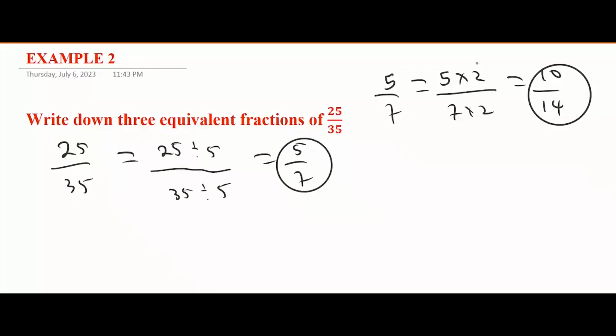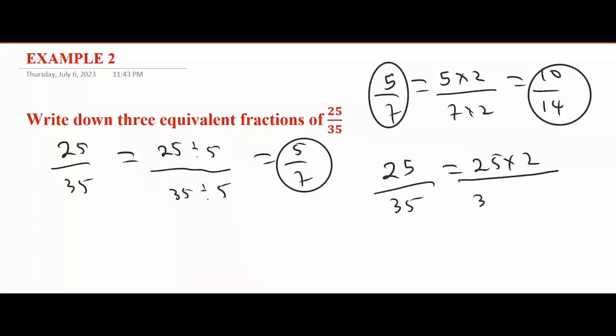To get the third one, you could either make use of 5 out of 7 or 10 out of 14 or 25 out of 35. So you could use any of the three. Okay, so if I want to use 25 out of 35 to get the third one, in this case, I'll make use of multiplication. So let's multiply 25 and 35 by 2. So you have 25 by 2 out of 35 by 2. So this will give us 50 out of 70. So this is the third one.